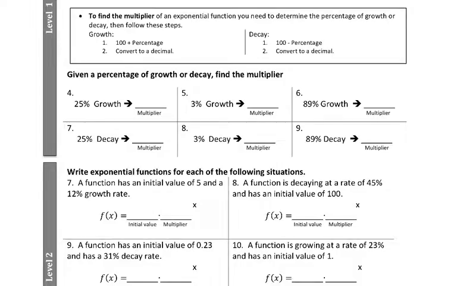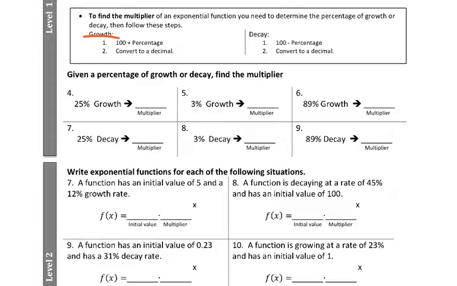Okay, cool. So for the majority of this worksheet, we're going to be looking for something called a multiplier. The multiplier is a number that we find when we have a percentage of either growth or decay. Depending on whether we have growth or decay, we have to do different things to it. So on this worksheet, I have instructions for growth and instructions for decay, and I'm going to be following those instructions right there. So if I want to find the multiplier, and I know that I have 25% growth, then I'm going to follow these steps right here.